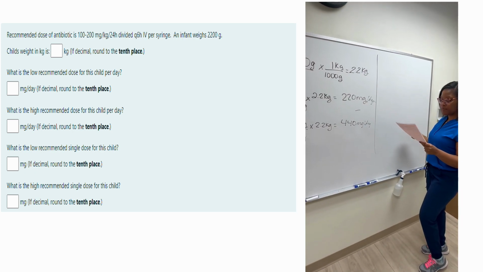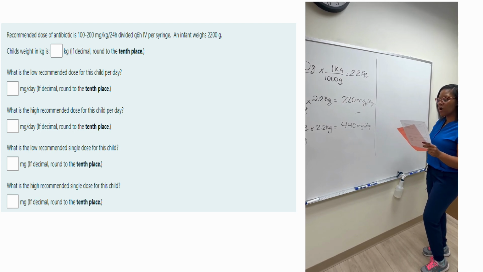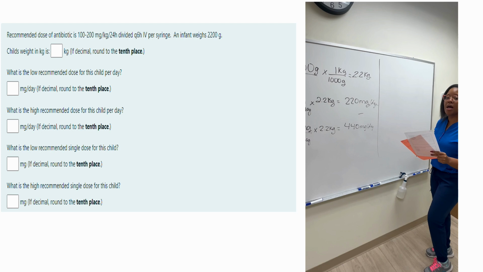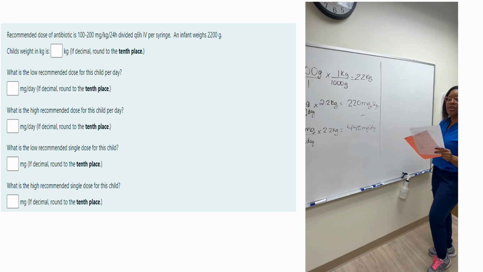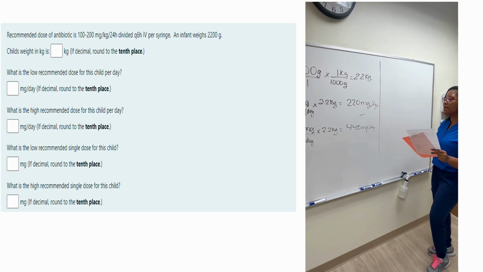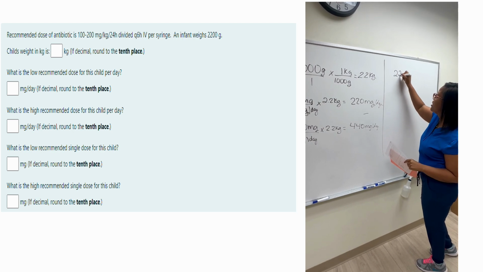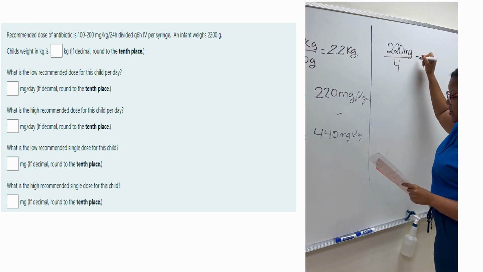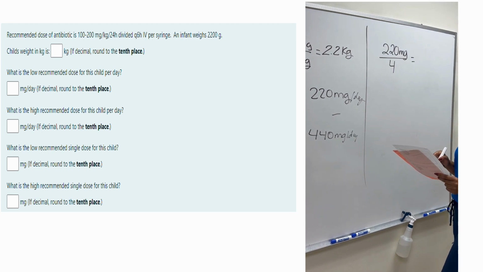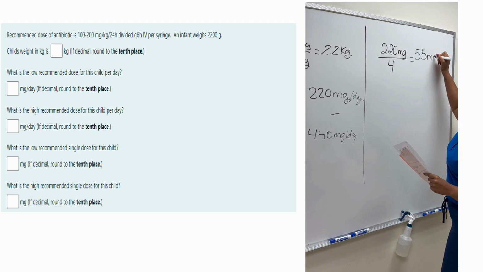So the next part of the question says, what is the low recommended single dose for this child? We're going to go back to the problem, and we're going to see that the child is getting this medication every 6 hours. So within the 24 hours, they're going to receive this medication 4 times. So we're going to take our low recommended dose, which is 220 mgs, and just divide it by 4. This will give us the single dose. So in a single dose, the patient can have 55 mgs.